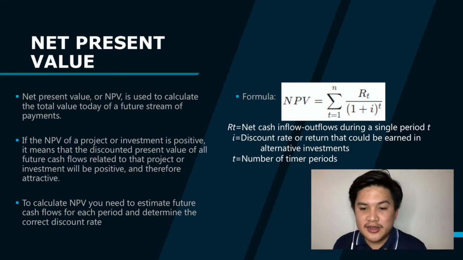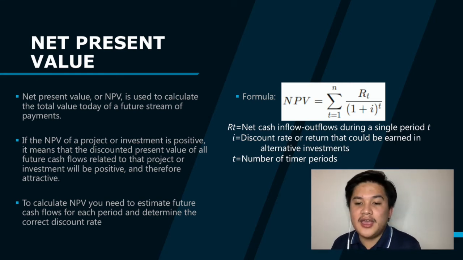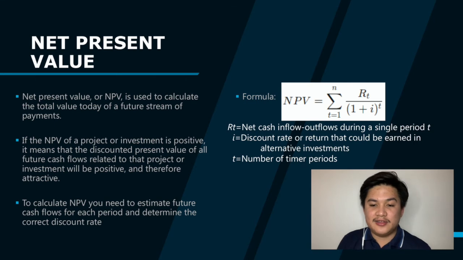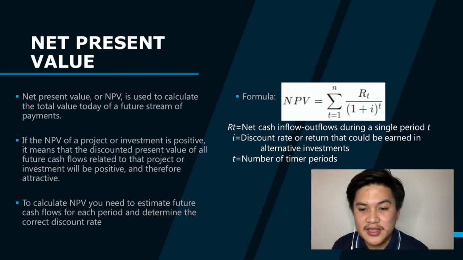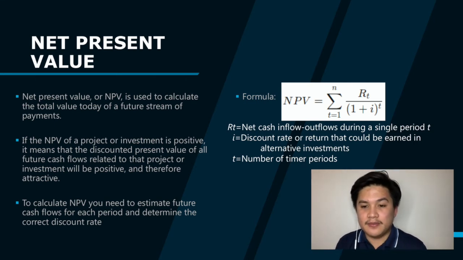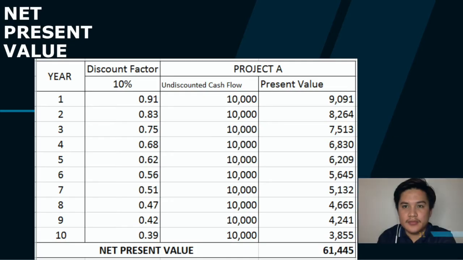So, the discount rate here is the return that could be earned in alternative investments, and the T here is the number of time periods. So here is an example of the net present value method. As you can see in our example, the assumption is that an investment will return 10,000 pesos per year over a period of 10 years, and the discount rate required here is 10%.